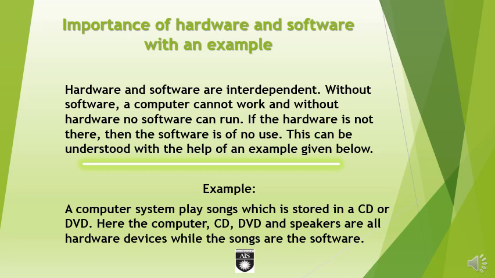First, let us know the importance of hardware and software with an example. Hardware and software are interdependent. Without software, a computer cannot work, and without hardware, no software can run. If the hardware is not there, then the software is of no use. This can be understood with the help of an example given below. A computer system plays songs which are stored in a CD or DVD. Here, the computer, CD, DVD and the speakers are all hardware devices, while the songs are the software.